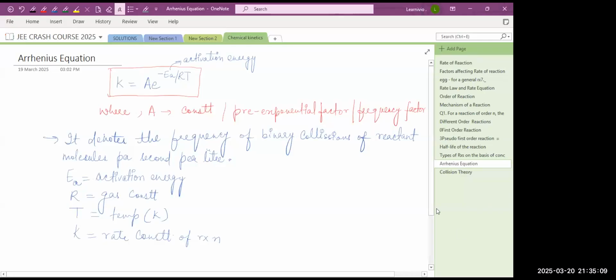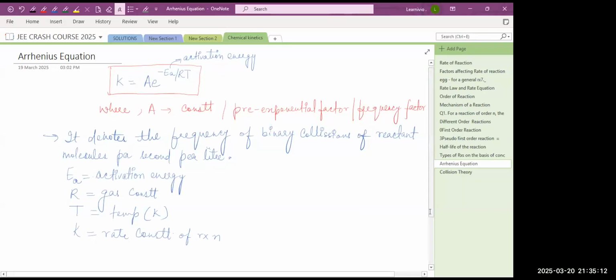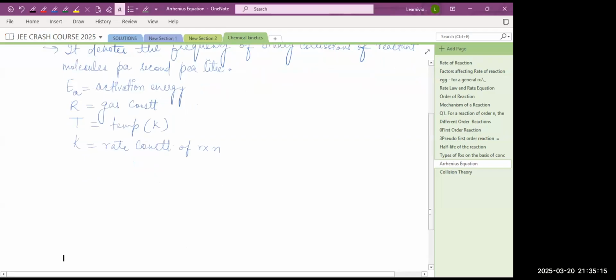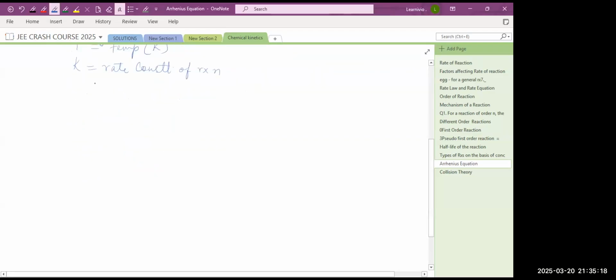Now let's see the integrated form of this equation. If we take log on both sides of the equation, what will happen? Taking logs on both sides, log k is equal to minus Ea upon 2.303 RT, plus log 10 A.